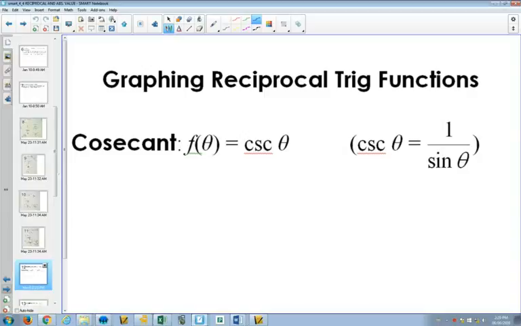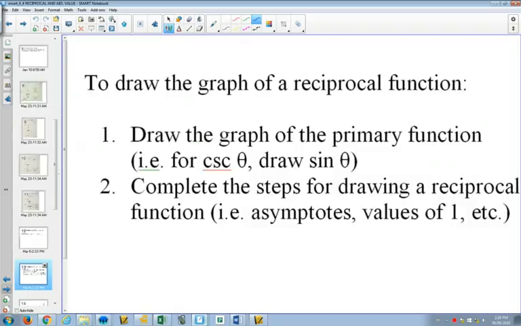Today we're going to extend that to look at what happens when we graph 1 over sine, 1 over cos, and 1 over tangent. So it's the exact same thing that we did the other day, except our starting graph is going to be whatever the bottom was. So if we're going to graph cosecant, we're going to graph 1 over sine. So we graph sine first.